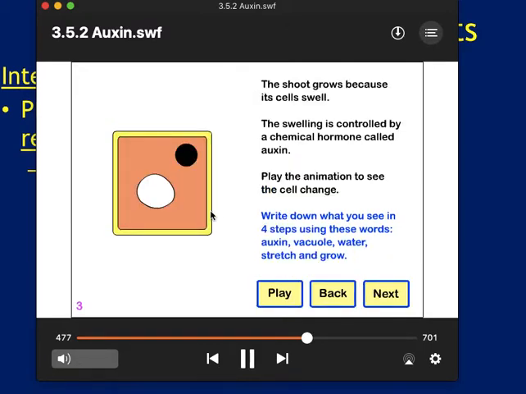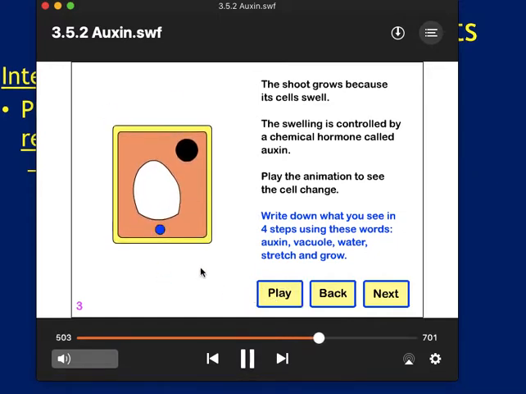Now, the shoot grows because the cells get bigger, and it has to do with this growth regulator. So I'm going to mention the name here. The name is auxin. Auxin is kind of the end all and be all for plants. It both encourages growth and it also inhibits growth or stops growth.